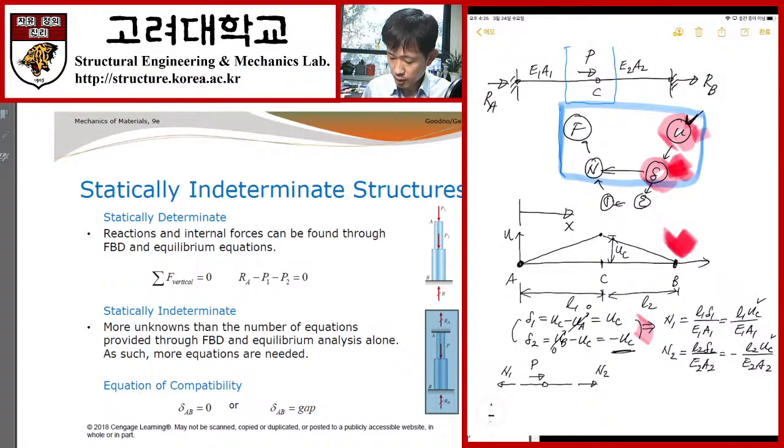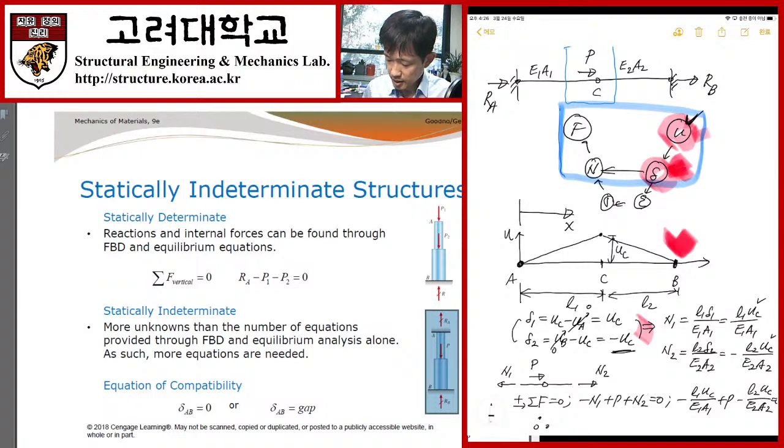So let's consider the force equilibrium. If you consider force equilibrium, all the force components in that direction should be equal to 0. That's why minus N1 plus P plus N2 should be equal to 0. Alright, so let's plug in the information of N1 and N2 here. N1 is minus L1 UC E1 A1 plus P and the minus L2 UC E2 A2 should be equal to 0.